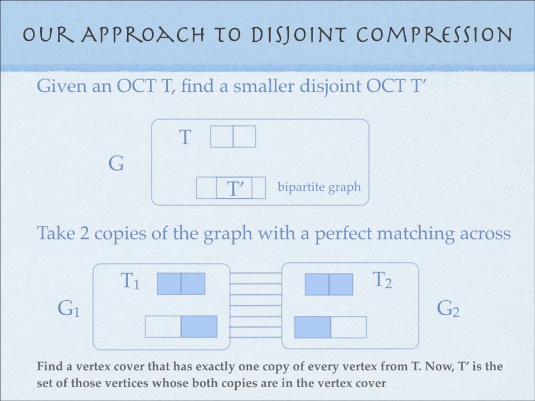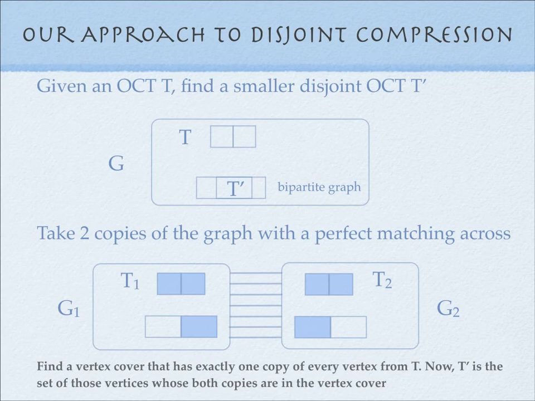Let us now use the reduction from OCT to vertex cover. We take 2 copies of the original graph and add edges between identical vertices. This graph has a special vertex cover. It contains both copies of T. Let's say T1 and T2 are the copies of T. There is a vertex cover for this new graph that contains T1 and T2.